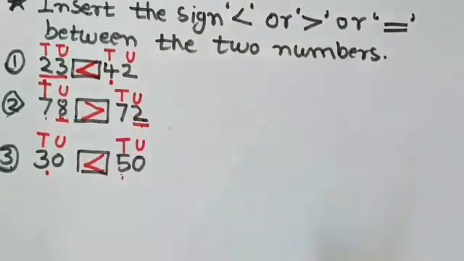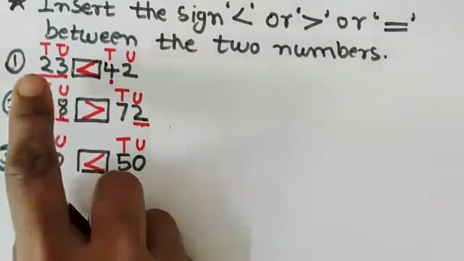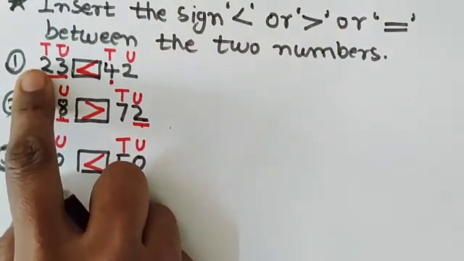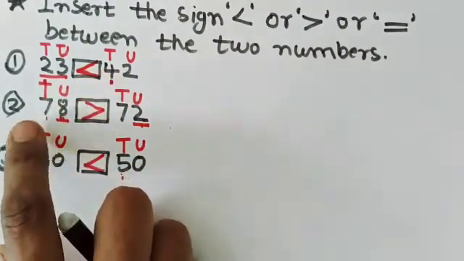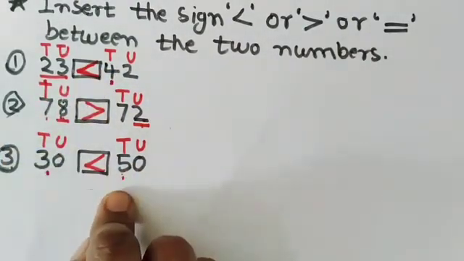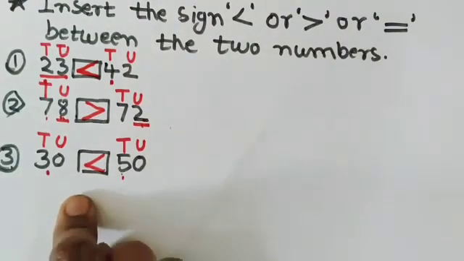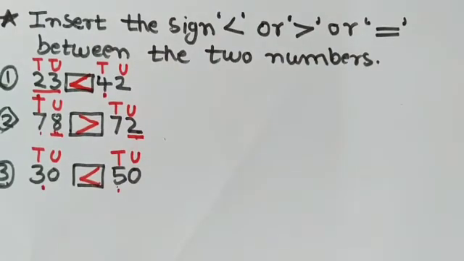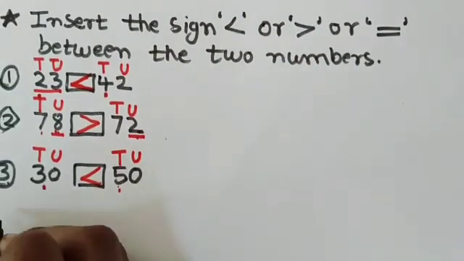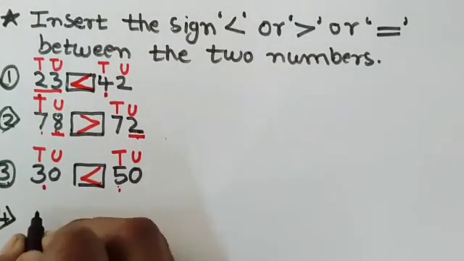For 2-digit numbers, children, remember we are comparing the numbers with the help of tens place. But if the tens places are equal, the digits in the units place will help you to understand which one is greater and which one is smaller. Now we will take one more example here.